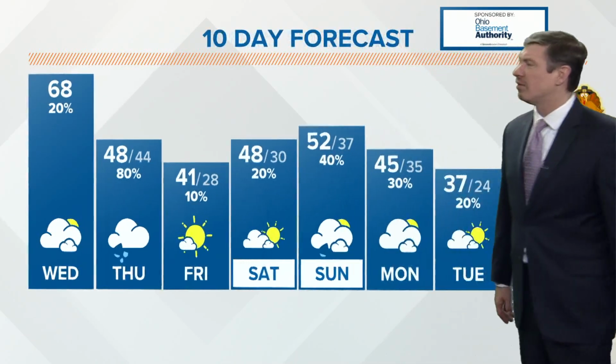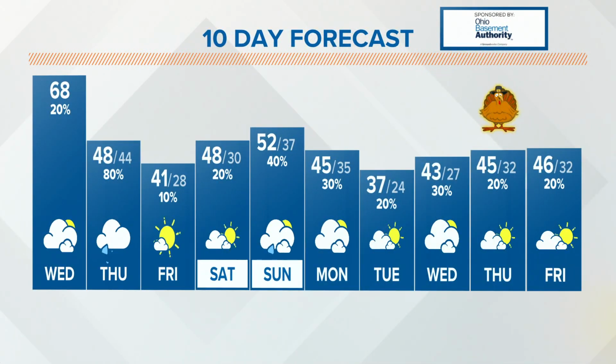Ouch. 41 for an eventual high, but at least we got some sunshine. Into the 40s on Saturday, low 50s with rain late on Sunday. And then next week, those temperatures will remain below average pretty much every day. But the turkey's on the 10-day forecast, which means I've got to get my stretchy pants. Back to you.